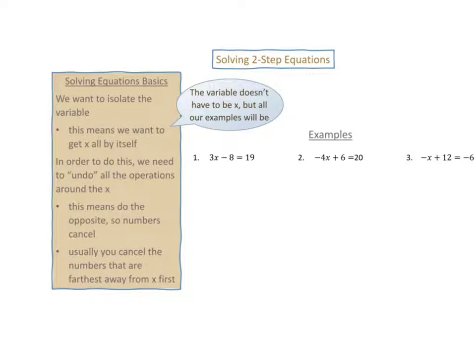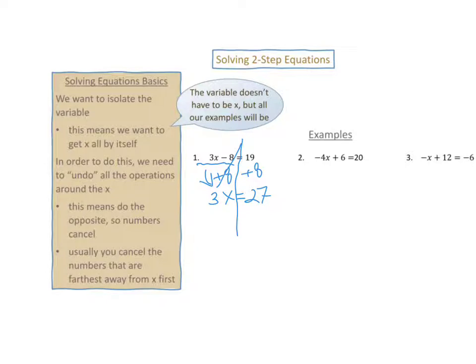I hope you did. Let's take a look at this first one. Again, letters on one side, numbers on the other. So we've got letters and numbers here on this side, so we have to get rid of this negative 8. What is the opposite of negative 8? It's positive 8. So we add 8 to each side, and these cancel. We bring down our 3x, and 19 plus 8 equals 27, and now we have 3x equals 27.